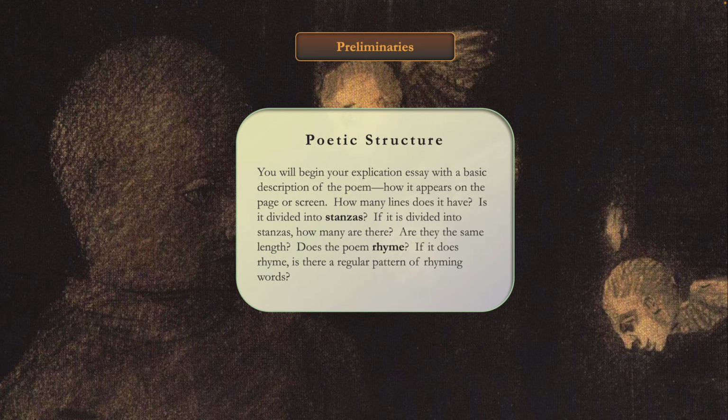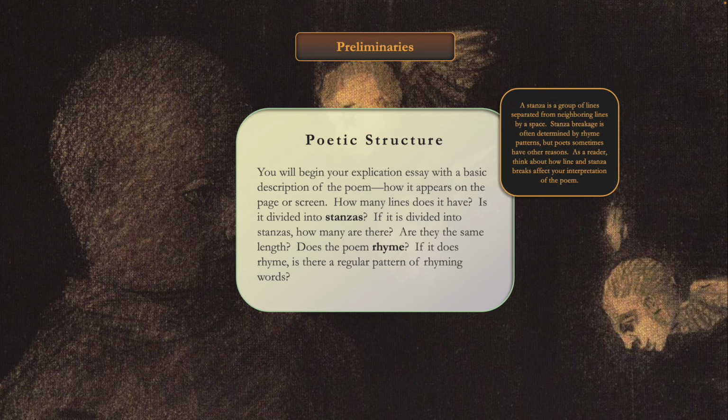Having done that, you're going to begin your explication with a basic description of the poem, how it looks on the page or screen. How many lines does it have? Is it divided into stanzas? A stanza is a group of lines separated from neighboring lines by a space. And stanza breakage is often determined by rhyme patterns, particularly in older poems, but poets sometimes have other reasons. As a reader, think about how line and stanza breaks affect your interpretation of the poem.